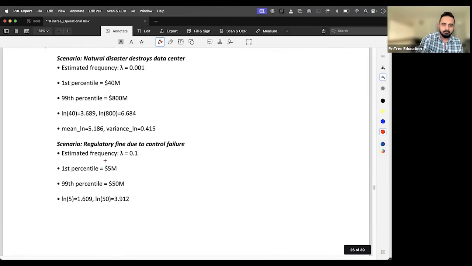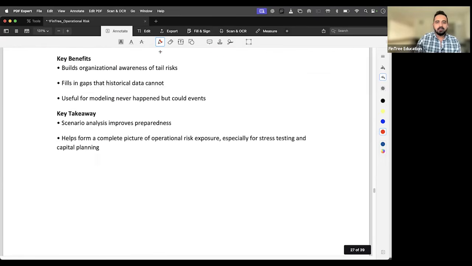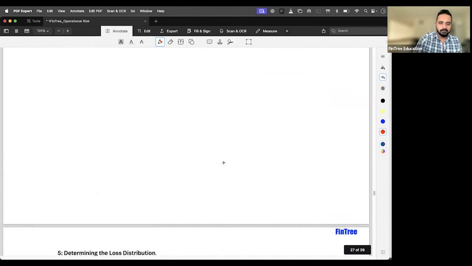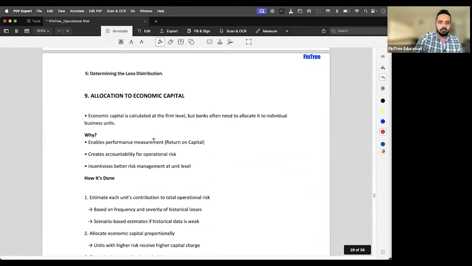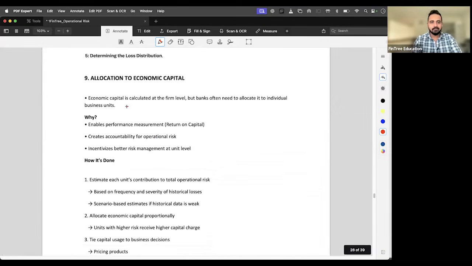Okay, I've put in a few more examples. You can have a look at them later on. What are the benefits? Better awareness of tail risk, fills in the gap when historical data is not available, useful for modeling never happened but could happen events. Okay, that allows us to go to section 8, which is fine.